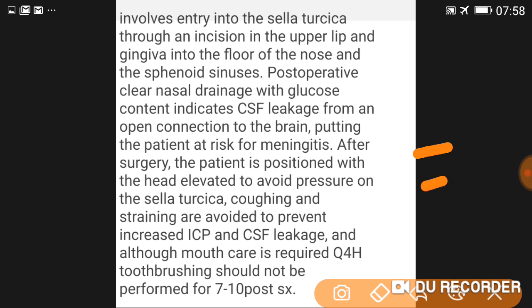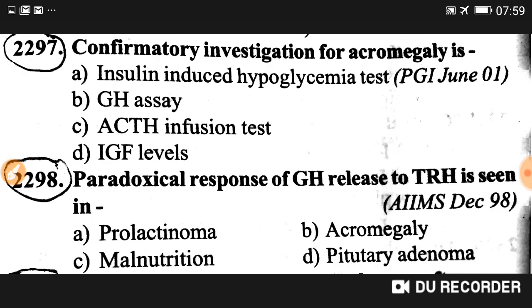After surgery, the patient is positioned with head elevated to avoid pressure on the sella turcica. Coughing and straining are avoided to prevent increased ICP and CSF leakage. Although mouth care is required, toothbrushing should not be performed for 7 to 10 days post surgery. Okay.